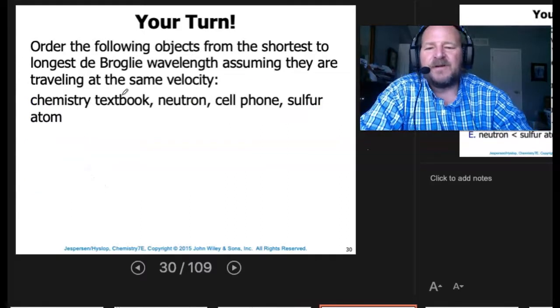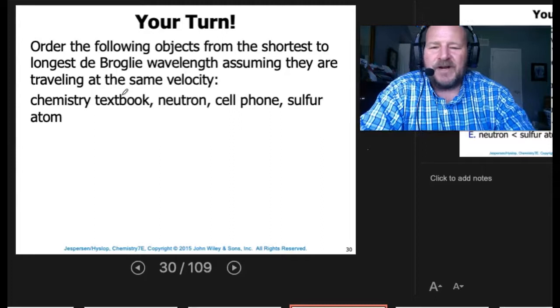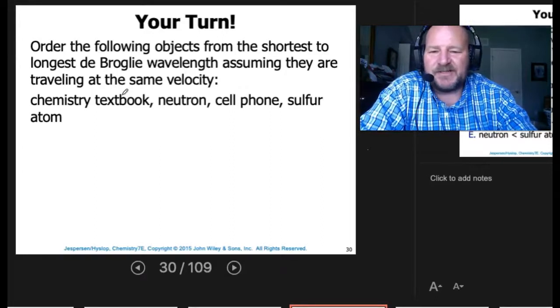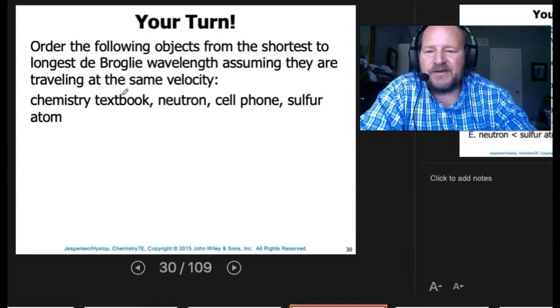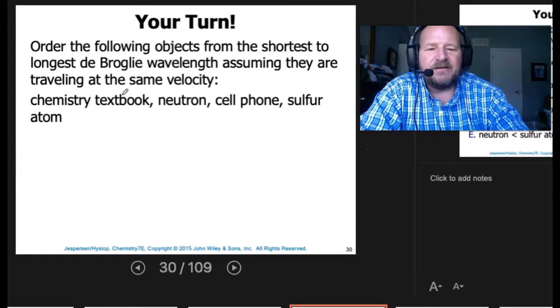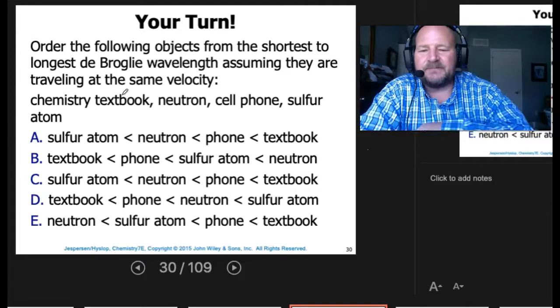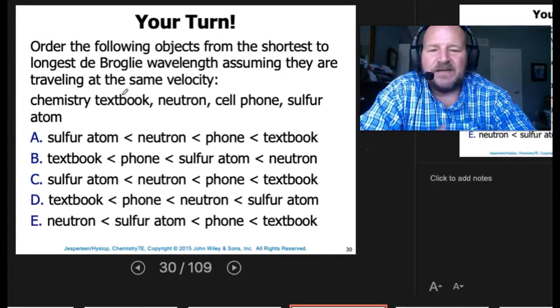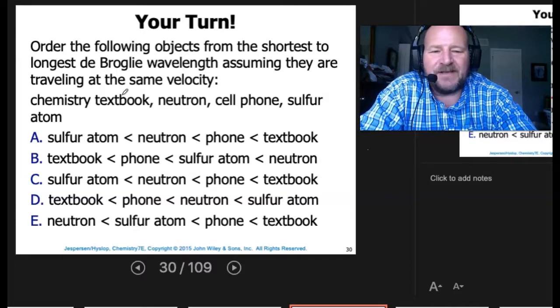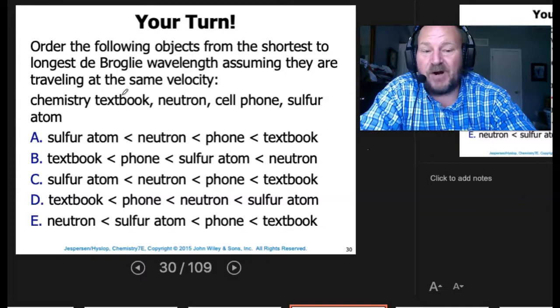All right. Order the following objects from the shortest to longest de Broglie wavelength, assuming they are traveling at the same velocity. Okay, so boil this down. What's going to be dependent here? I shouldn't say move the slowest, because they all have the same velocity. What's going to weigh the most, hence give the smallest wavelength?